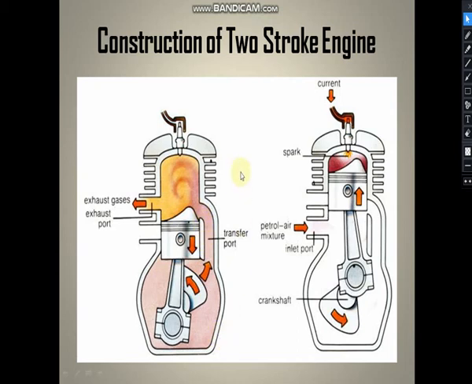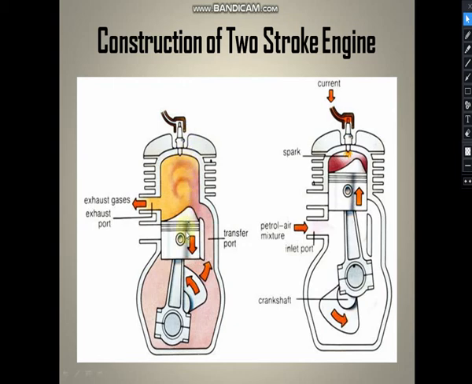Now coming to the working of the 2-stroke engine. If we consider the working, two strokes are available: one is the upward stroke and the other one is the downward stroke.